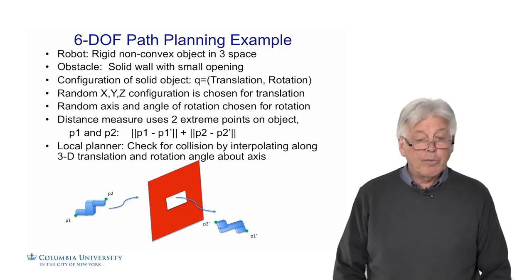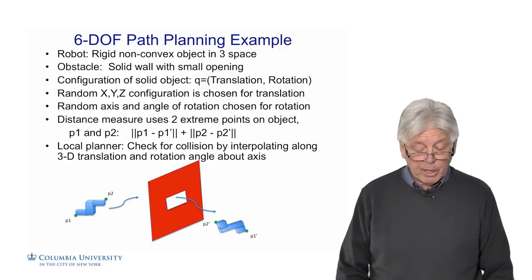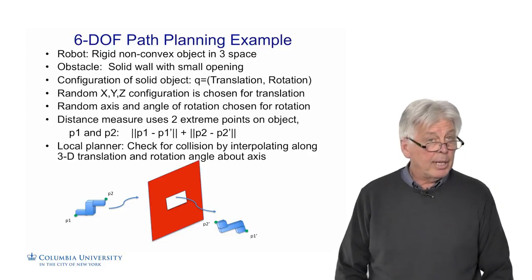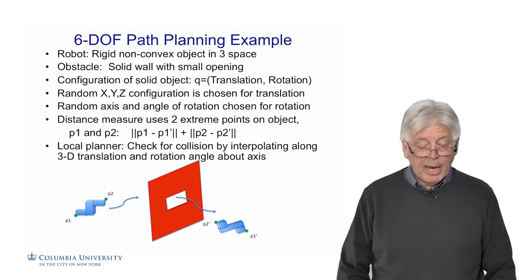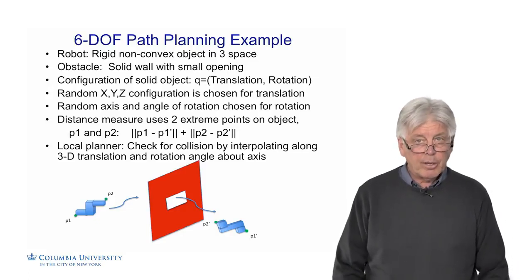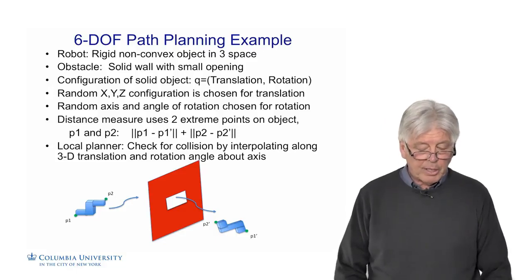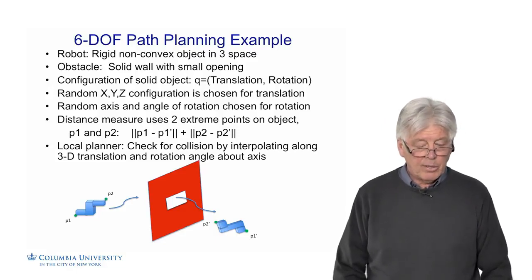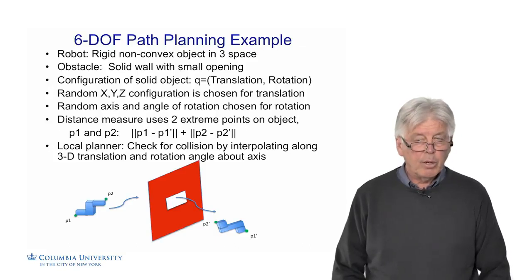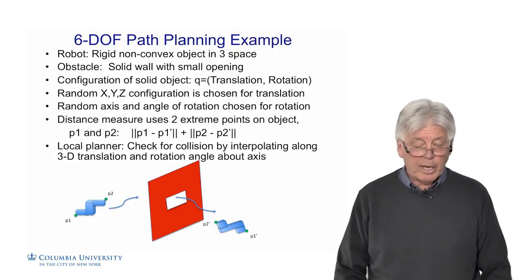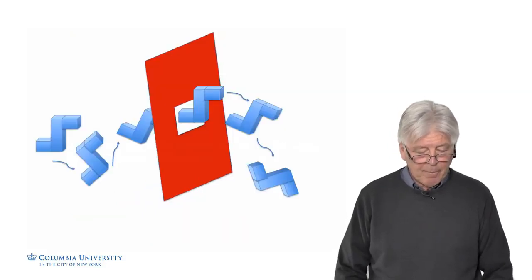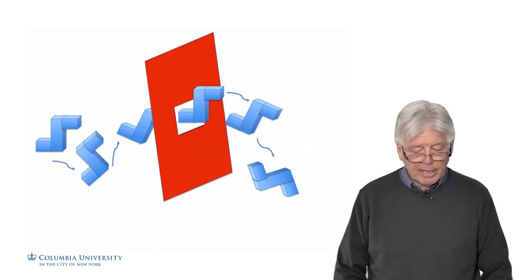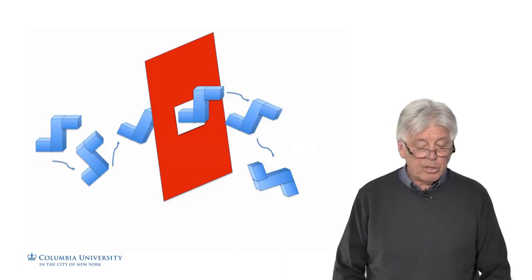The local planner will check for collision between 2 configurations, Q1 and Q2, by interpolating along the 3D translation. Each one of them has a translation, we can interpolate along that, and we can interpolate the rotation. There's a rotation between the 2 different orientations, and we can just interpolate along those. So that's what the local planner will do. Once we find nodes which are fairly close to each other, the local planner will check them more finely. Here you can see an example of the kinds of things that happen. You get a path, and eventually you'll be able to get this through here because you've sampled densely enough to find configurations which are close enough and not in collision.